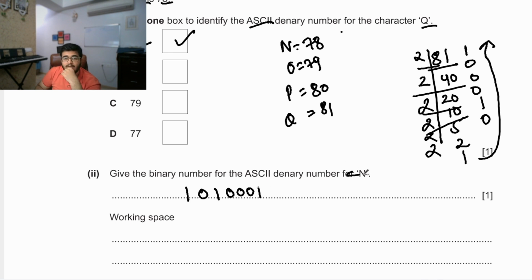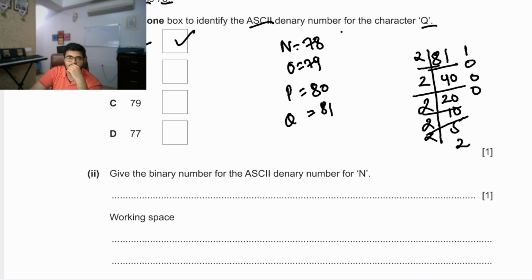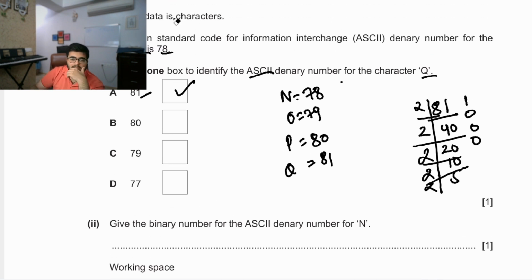Okay, now they're asking for N. We have done it for Q, so this is not what we have to do, right? Sorry, it's my bad. I just need to do it once again. Okay, we'll start the recording again.